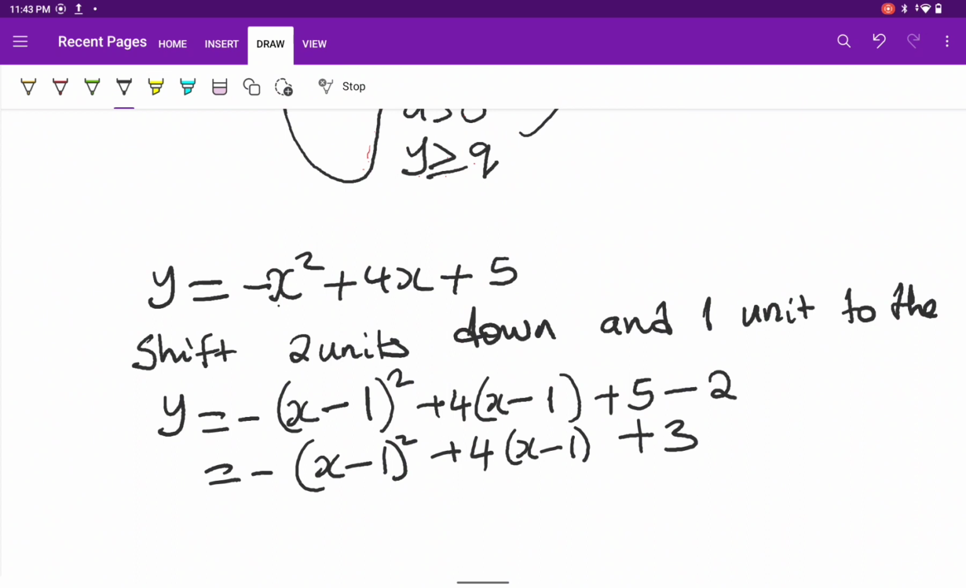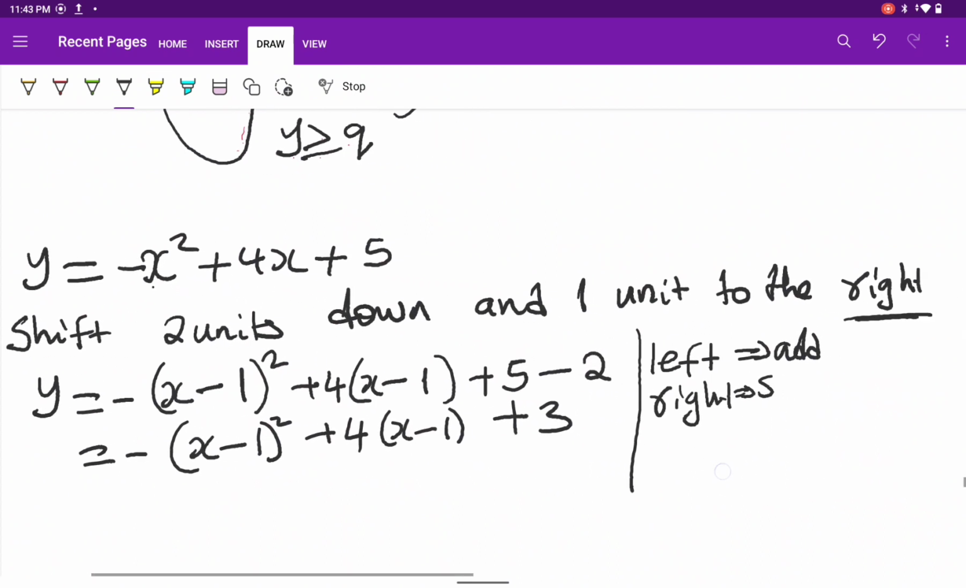So I want to stress this. If it's on the equation, to the left and to the right, when they say to the left, we must add. Maybe I should write it again. When they say go to the left, you need to add. When they say to the right, you need to subtract. So do not forget this one, because it's very important.